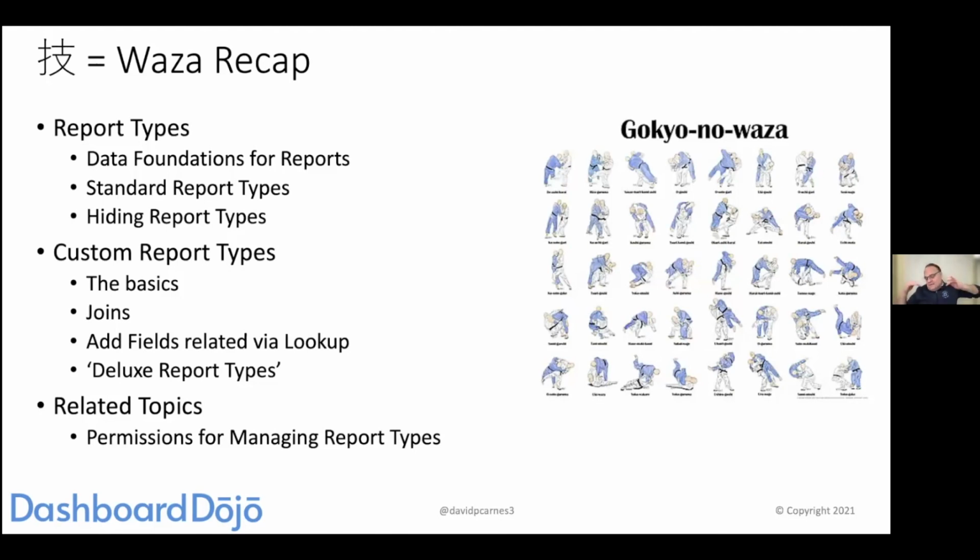It is also super valuable to be able to build and be confident with custom report types. So we talked about the basics, we talked about join, we talked about adding fields related by a lookup. And then I did share with you about Evan's concept of deluxe report types, which has just been so meaningful to so many of us who have a child object like time.